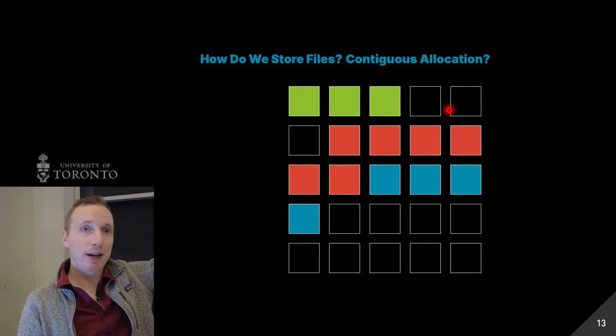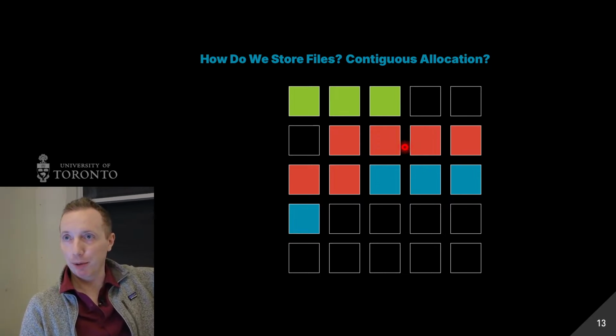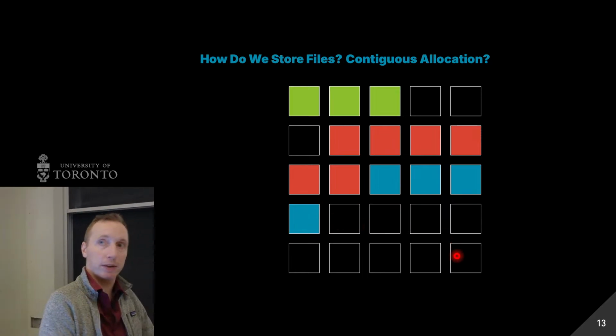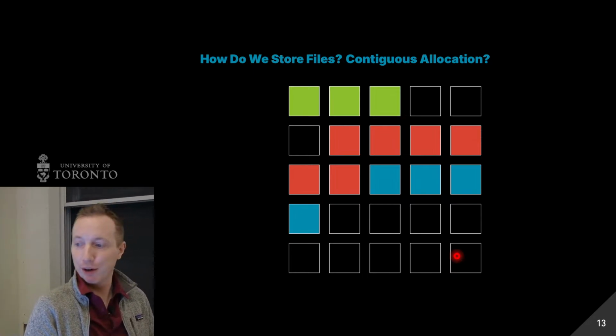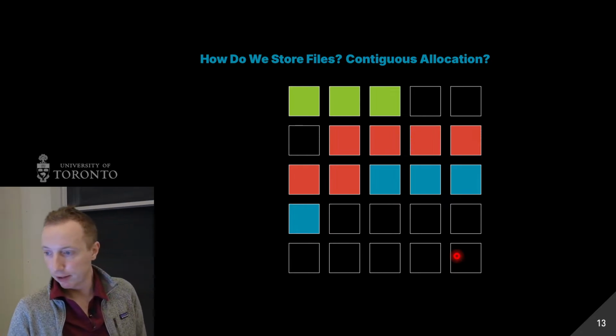But if I have a file of size 12, I can't store it here because I don't have 12 contiguous blocks in a row. In fact, if I tried to store something 10 blocks big, I still couldn't store it even though I have 12 blocks free, because I only have 9 free in a row here. So that would be considered external fragmentation. All these blocks are useless for an allocation of size 10. They're all essentially just wasted space.